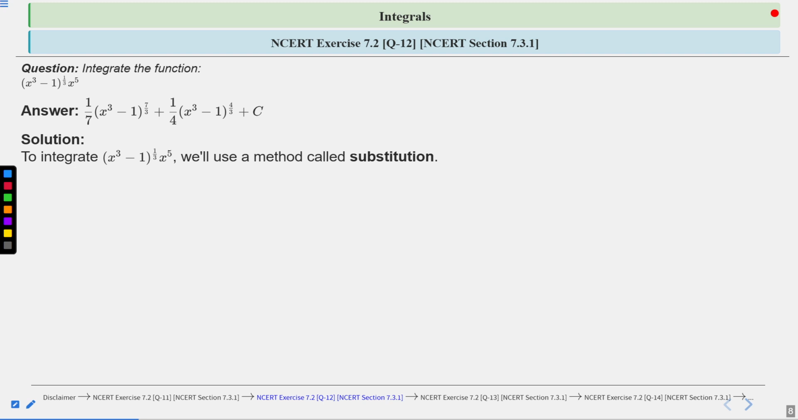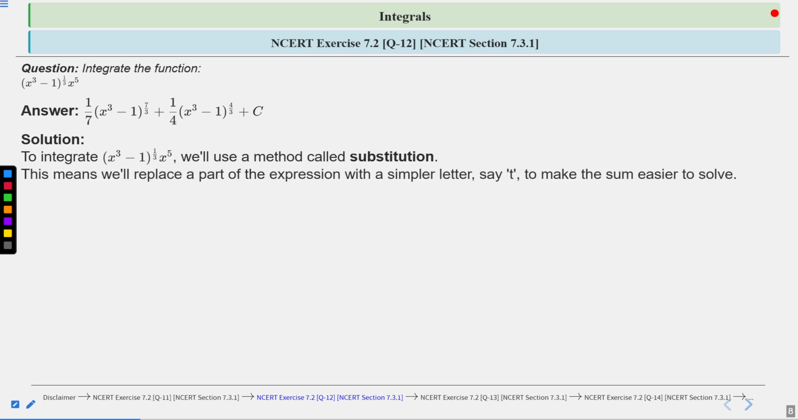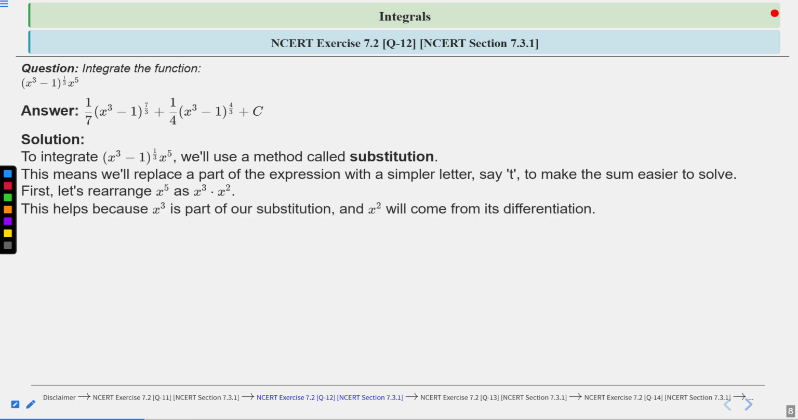To integrate x cube minus 1 to the power 1 by 3 into x power 5, we will use a method called substitution, which we have already used. This means we will replace a part of the expression with a simpler letter, say t, to make the sum easier to solve. First let's rearrange. X to the power 5 can be written as x cube into x square. This happens because x cube is the part of the substitution, and x square will come from its differentiation. So we have x cube minus 1 to the power 1 by 3 into x cube into x square.